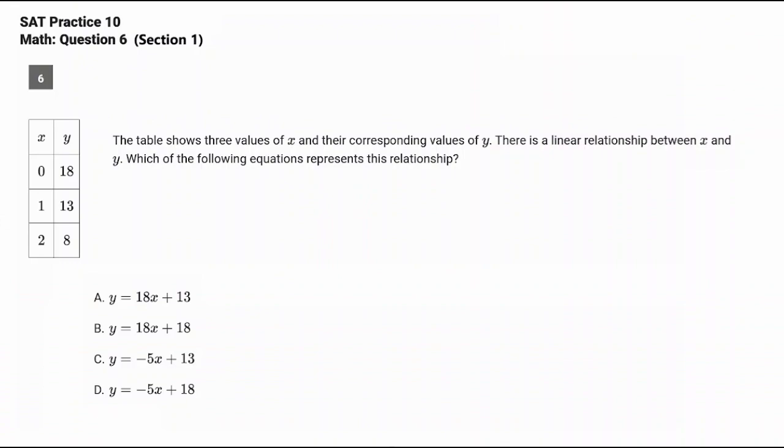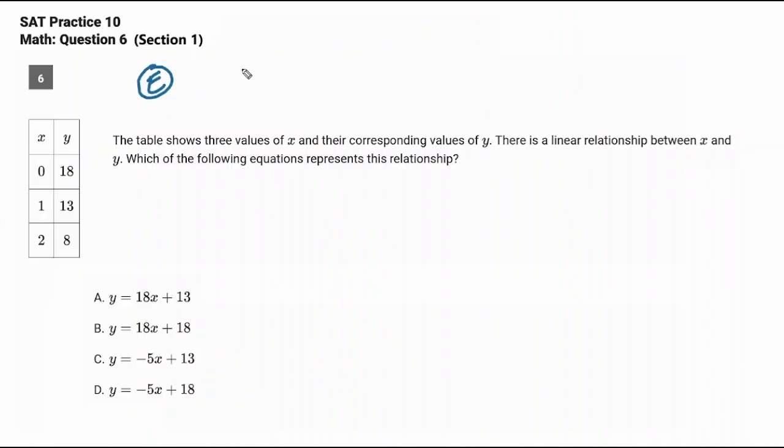We're on SAT Practice Test 10, Math, Section 1, Question 6. What's the level of difficulty here? It's easy. Got a table. The table shows 3 values of x and their corresponding values of y. There's a linear relationship between x and y. Which of the following equations represents this relationship?